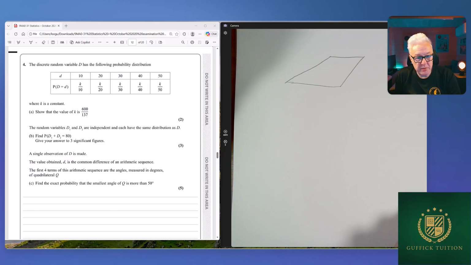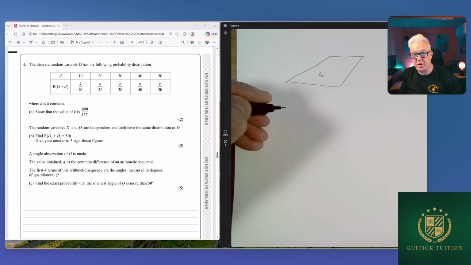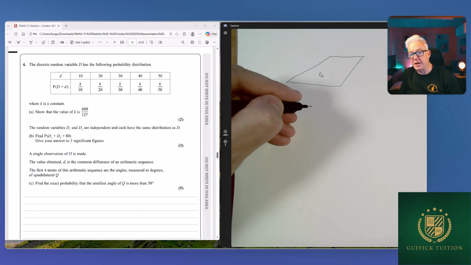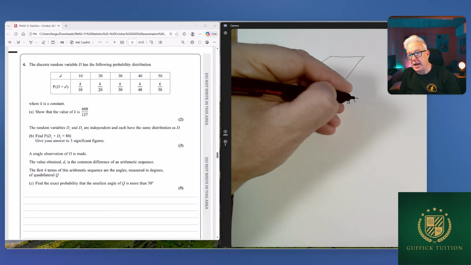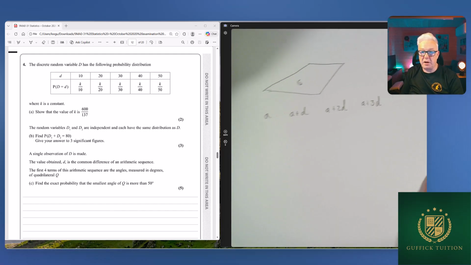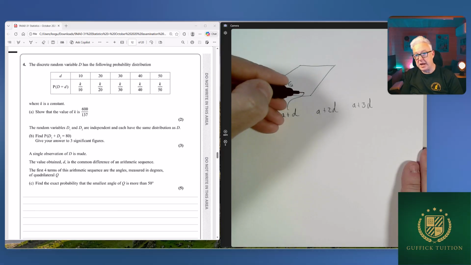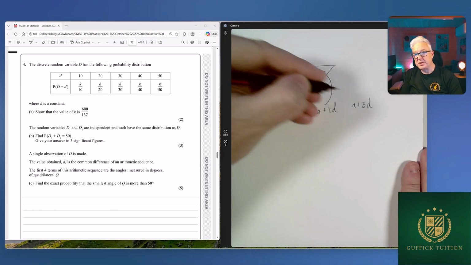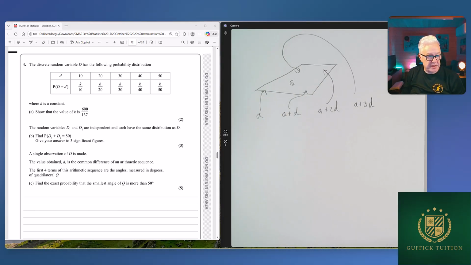It's clearly not correct. But basically it says we've got to try and find the exact probability that the smallest angle of Q is more than 50. So we've got this quadrilateral Q, and obviously my sketch isn't appropriate there, but the four angles in the quadrilateral are forming an arithmetic sequence, okay? So what we can say is that they are like this. So those are our angles within the quadrilateral. One is A plus D, the other one is A plus 2D, and the other one is A plus 3D, which clearly my quadrilateral doesn't represent, but that's the idea.